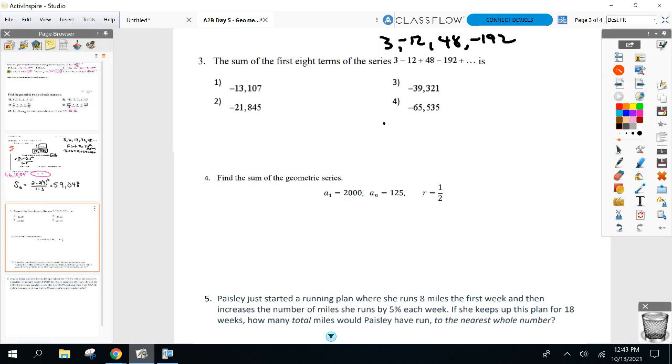Well, I could find the sum of an arithmetic too. I want to know, how do I know this is a geometric problem versus an arithmetic? Oh, because it's not addition in between the two. What is it? Multiplication. By what? Negative 4. Good. Perfect. That's how I know it's geometric. Multiply by negative 4.